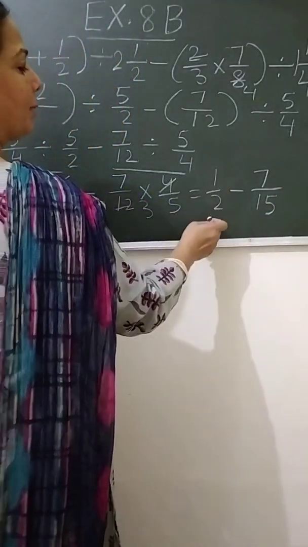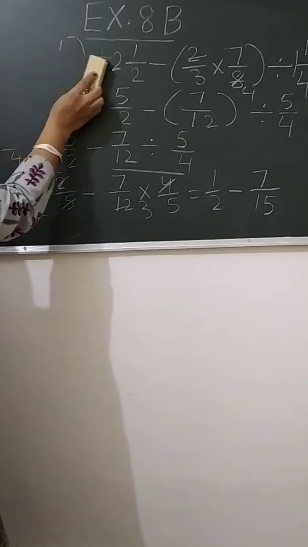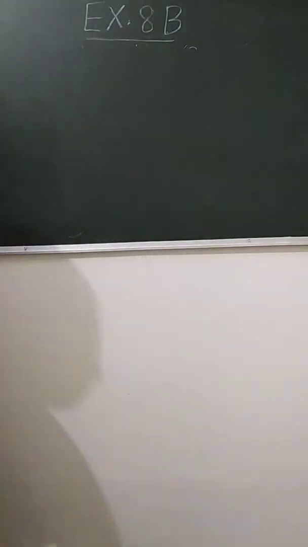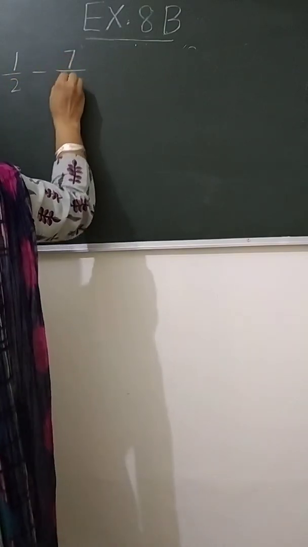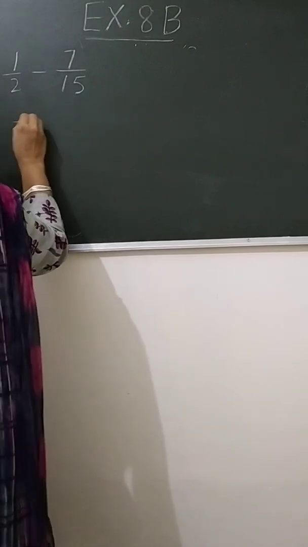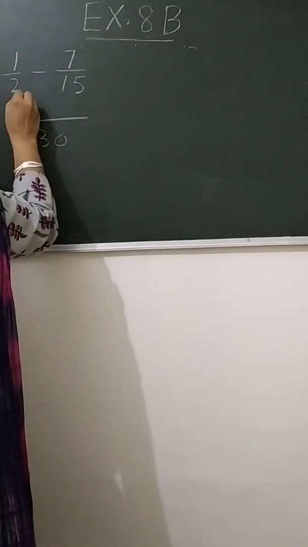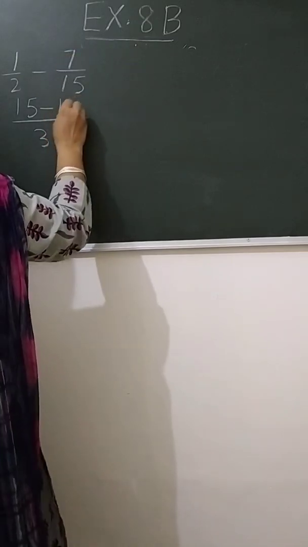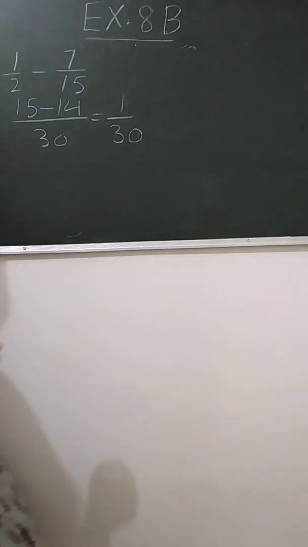Now we will simplify this 1 by 2 minus 7 by 15. Now we will take the LCM of 2 and 15. That will be equal to 30. 30 divided by 2 is 15, 15 ones are 15. Minus 30 divided by 15 is 2, 2 sevens are 14. So 15 minus 14 is 1. This is 1 by 30, the answer.